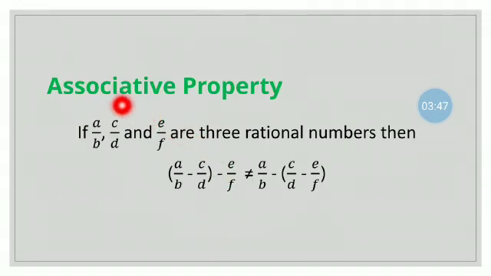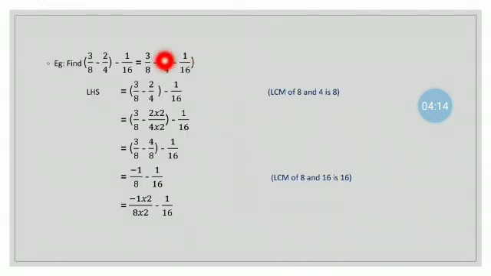The third property, associative property. If a upon b, c upon d and e upon f are three rational numbers, then in brackets a upon b minus c upon d, bracket close, minus e upon f, is not equal to a upon b minus, bracket, c upon d minus e upon f, bracket close. So let's check with the example. Find in the bracket 3 upon 8 minus 2 upon 4, minus 1 upon 16, versus 3 upon 8 minus, bracket, 2 upon 4 minus 1 upon 16.